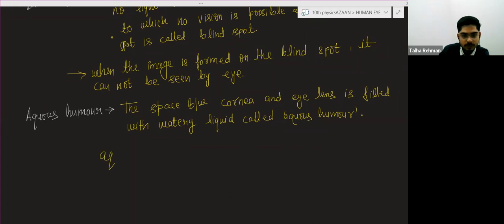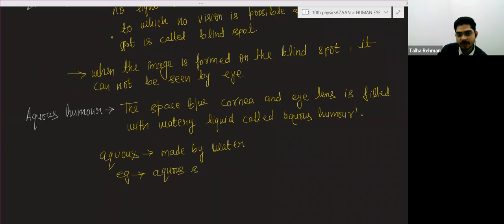Aqueous means something which is made by water, or made with the help of water. Like you can say, for example, aqueous solution. We say aqueous solution. So in an aqueous solution, there is some other material with water. A solution contains water. In chemistry, I think you have studied this aqueous solution.